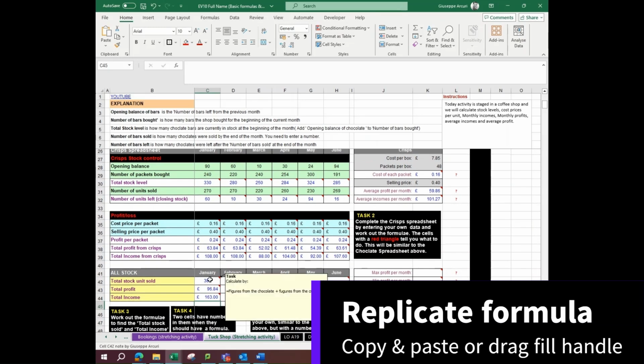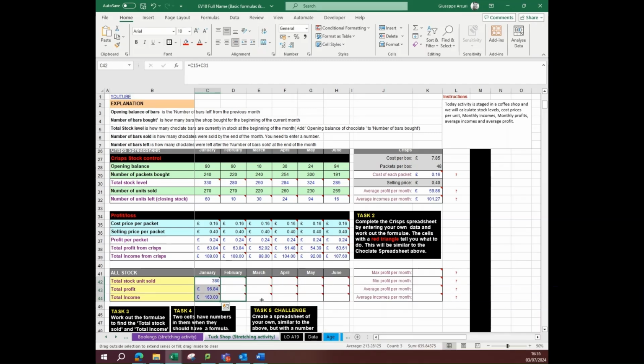Finally, we finish the totals by selecting all three cells and applying the formulas to the whole rows from C until H, by dragging them from the fill handle or by copying and pasting the cells selected.